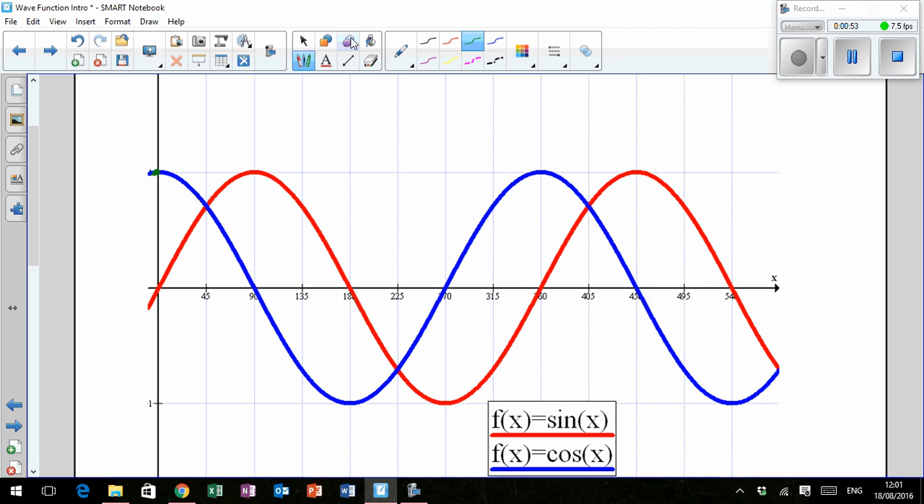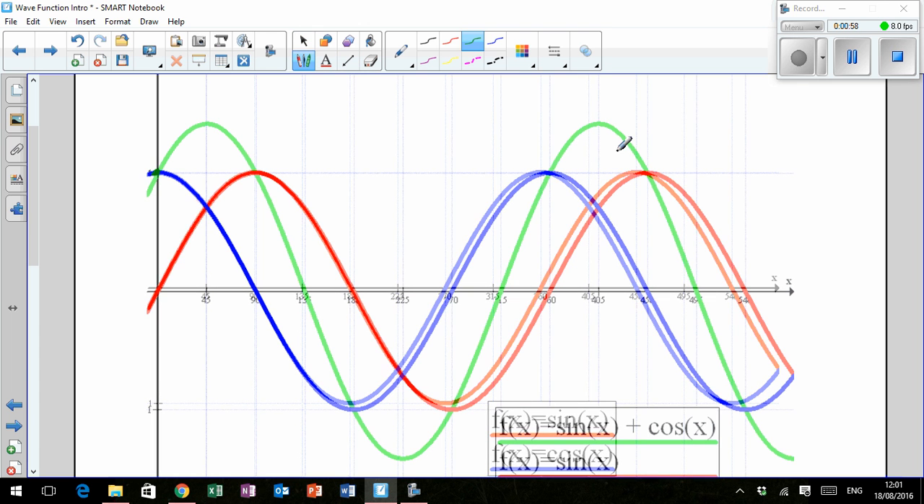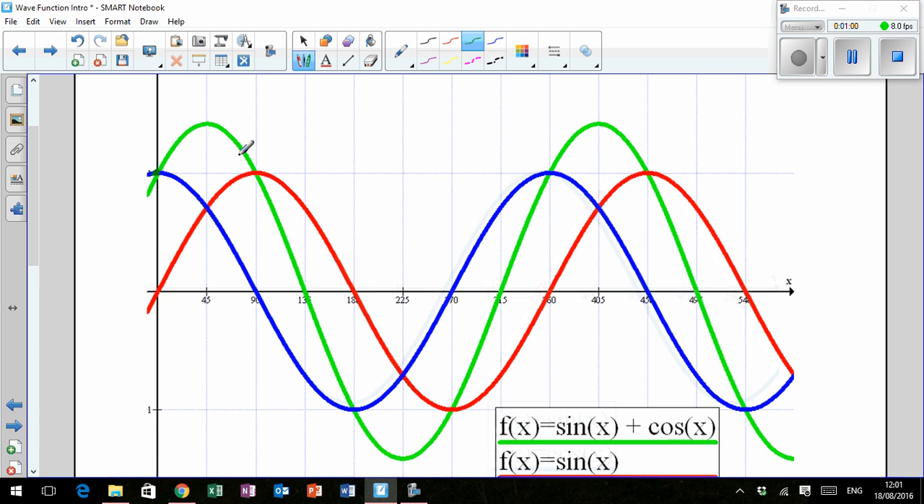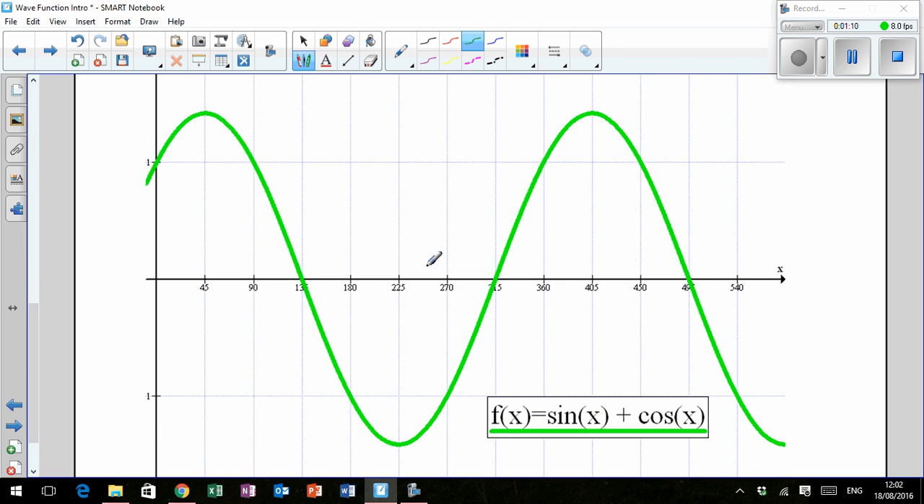Now when you do that, you end up with a wave like this. You end up with that green wave there. So there's your 1 again here, and so forth. Now, this is the green wave, just isolated away from the other two.